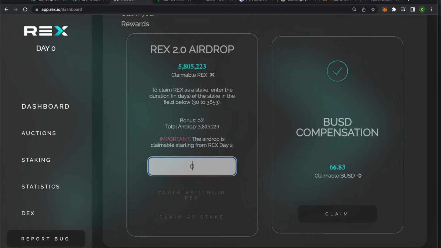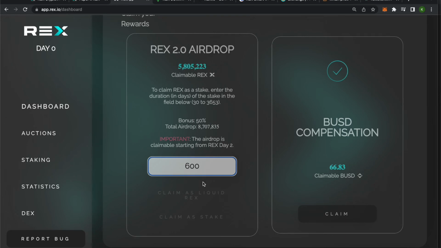If I claim this as a stake of 30 days, that starts the bonus. So the longer you stake for, the more bonus you get. You can stake for 30 days, or you can stake all the way up to 600 days or more, and that gets you a bonus of 50% more Rex. So you can see my 5.8 million Rex has turned into 8.7 million Rex, and this is very exciting. If you put more than 600 days, like 3,000 days, it's still 50%. So you can get that entire staking bonus by staking for 600 days.